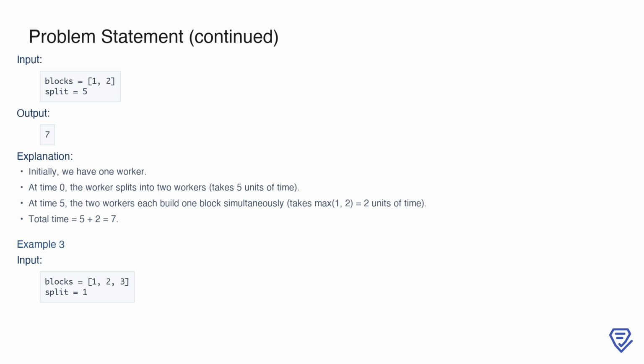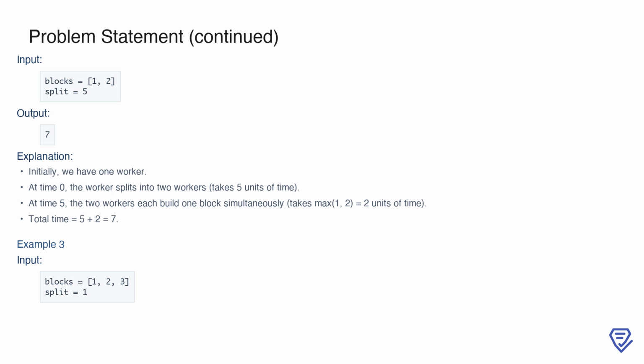In the second example, we have blocks equals 1, 2, and split equals 5. Here, we start with one worker, but since there are two blocks, splitting the worker is necessary. At time 0, the worker splits into two workers, which takes 5 units of time. At time 5, both workers can simultaneously build the two blocks.